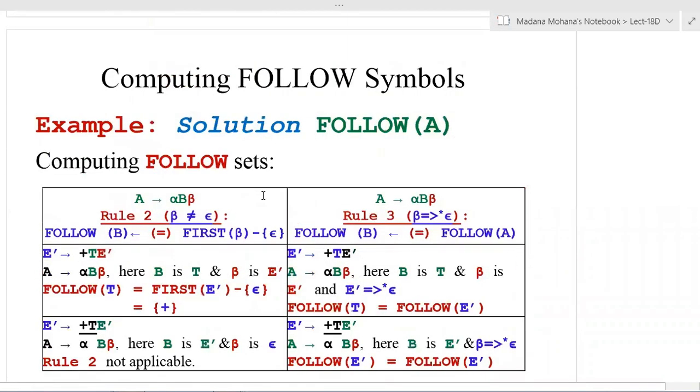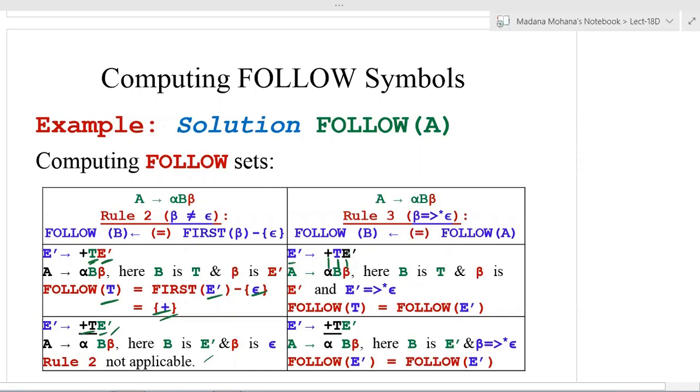Then coming to the next production, E dash derives plus T E dash. Same rule 2, alpha B beta. Now first of E dash minus epsilon is added to follow of T. So follow of T equal to first of E dash minus epsilon, equal to plus. Then if you change the alpha B beta values in rule 2, if you assume alpha as plus T, then B as E dash, but here you can see beta contains null, so rule 2 is not applicable. Then similarly, E dash derives plus T E dash, alpha B beta.